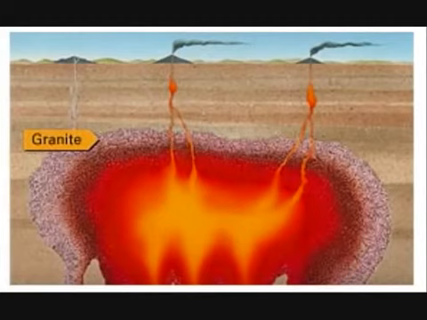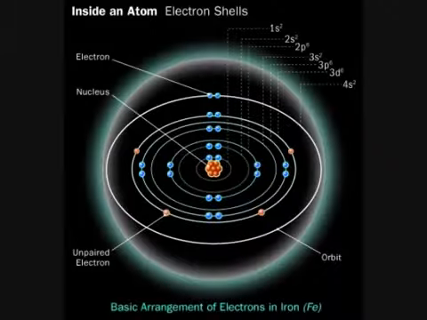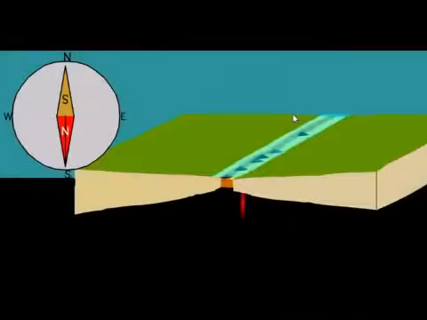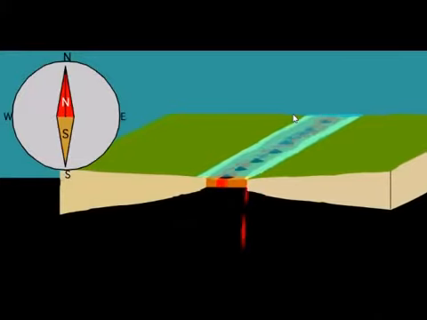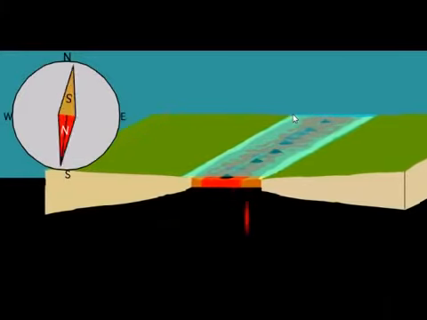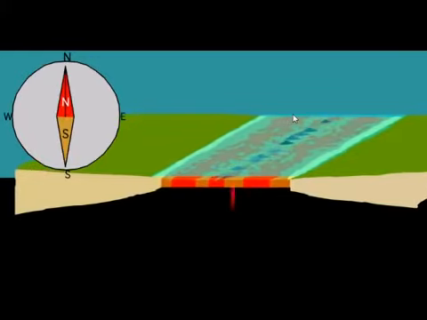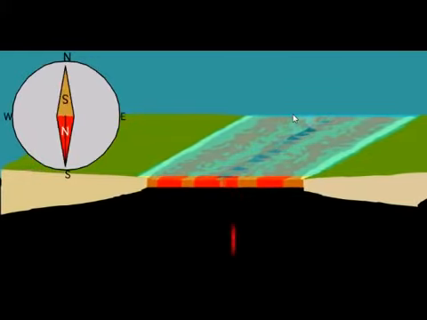This lava is full of iron. As the iron ions cool down, the atoms align themselves with the Earth's magnetic field, with all ions pointing in the same direction. Now, for some reason, as scientists still don't know why, every 600,000 years or so, the Earth's magnetic field changes direction, from north to south or from south to north.